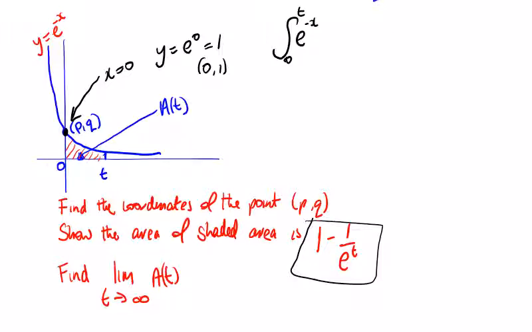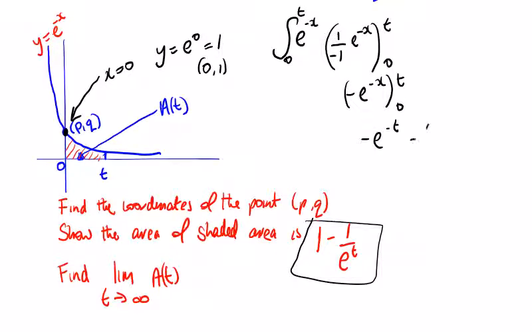So we integrate e to the power of minus x, we're going to get 1 over minus 1 e to the power of minus x between t and 0, which is minus e to the minus x between t and 0. So that's going to give me minus e to the power of minus t, and then it's going to be minus e to the power of 0. So that's going to give me minus e to the power of minus t minus 1 plus 1, which is 1 minus e to the power of minus t, and e to the power of minus t is 1 over e to the power of t.